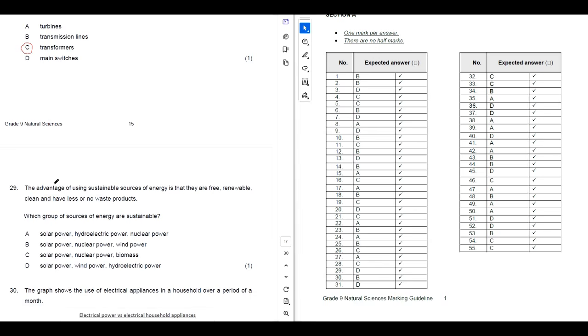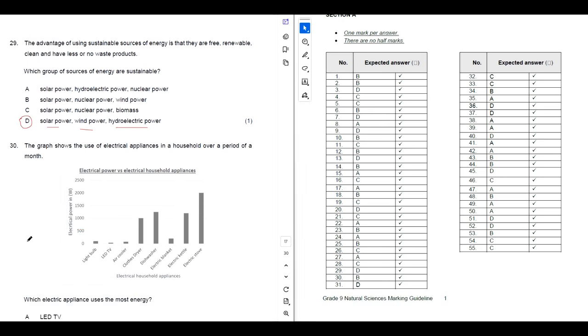Okay, and then next we will move to question 29, which says that the advantage of using sustainable sources of energy is that they are free, renewable, clean, and have less or no waste products. So now the question says: which group of sources of energy are sustainable? And we know that those are solar power, wind power, and hydroelectric power. So the correct answer will be D.